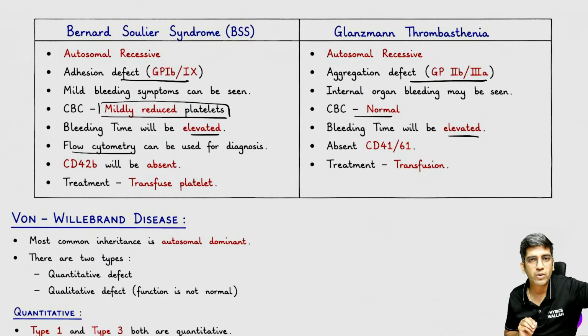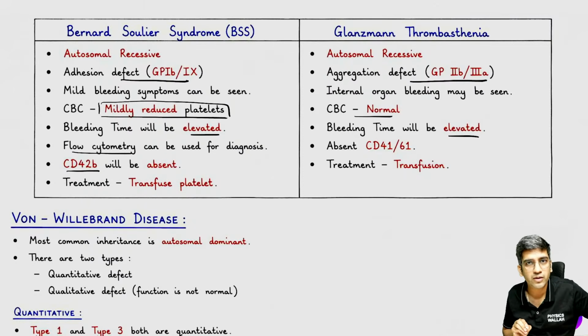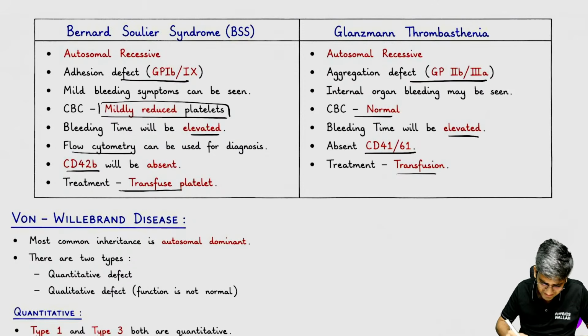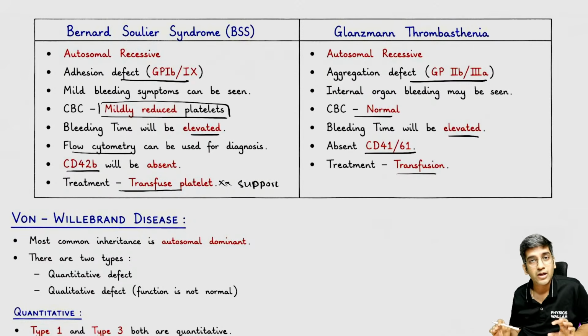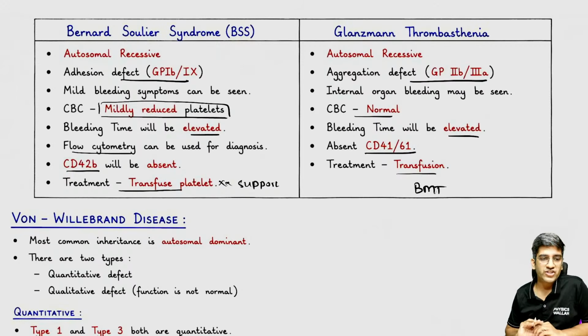GP2B3A, GP1B9 will be absent. If 1B9 is absent, that's CD42, I think of Bernard-Soulier. If 2B3A is absent, CD41, CD61, I think of Glanzmann thrombasthenia. Treatment, transfusion if required. This does not require much treatment. Most of them are supportively managed. Just reassure, more than enough for them. Worst case of Glanzmann, I can do a bone marrow transplant or a hematopoietic stem cell transplant. Some cases can be really severe, which requires it. Otherwise, just a platelet transfusion should be more than enough, right?